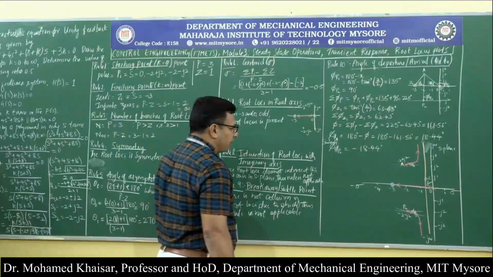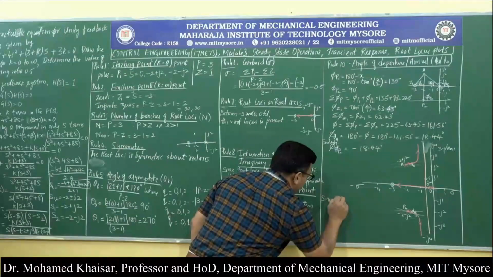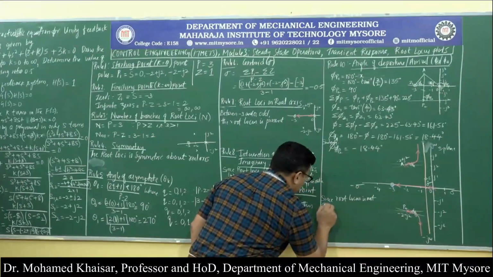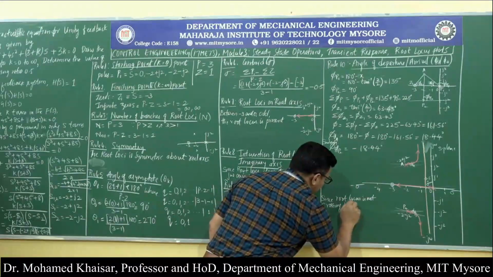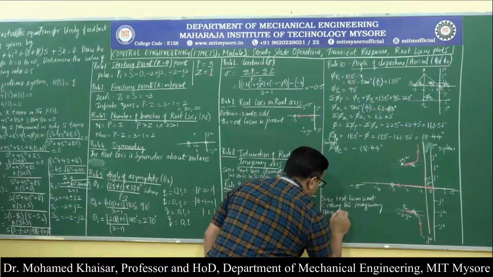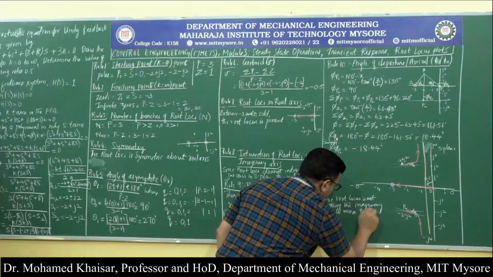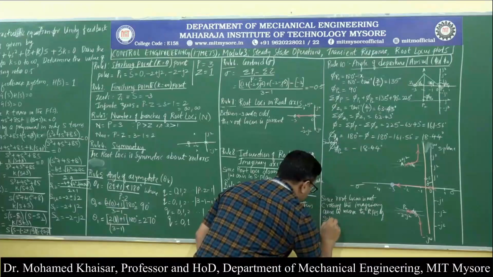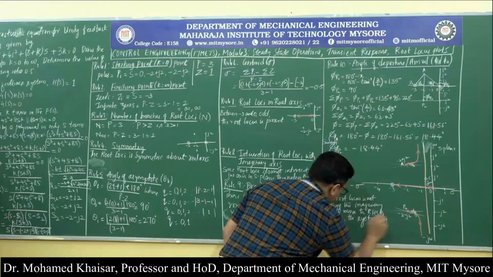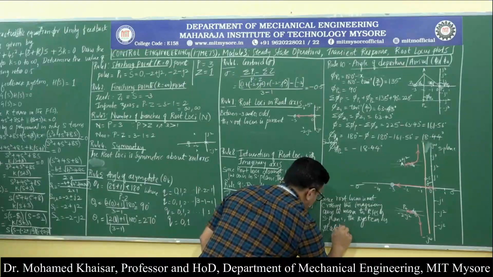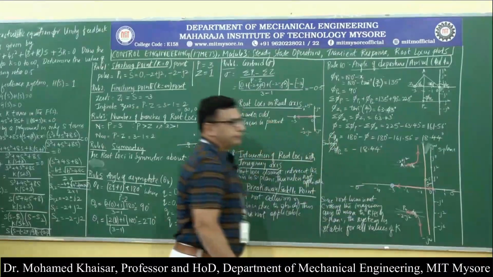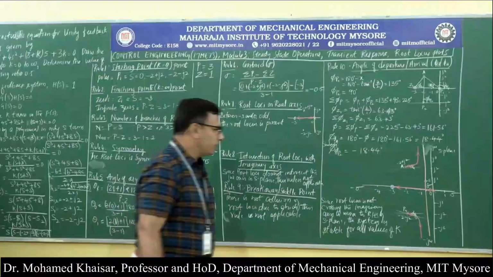Now, very important conclusion what we can draw is, since root locus is not crossing the imaginary axis to move to RHS of S plane, the system is stable for all values of k. This is very important conclusion that we can draw.